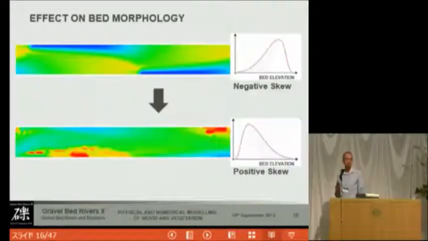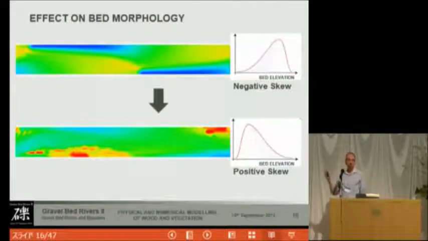And if you look at the bed frequency distribution, you can see that they have a quite distinctive feature. In the case of no vegetation, because the flood removes the vegetation, the bed frequency distribution is negatively skewed, so the peak is towards the right. Whereas when the vegetation is present, the bed frequency distribution is peaked toward the left, so it's positively skewed.